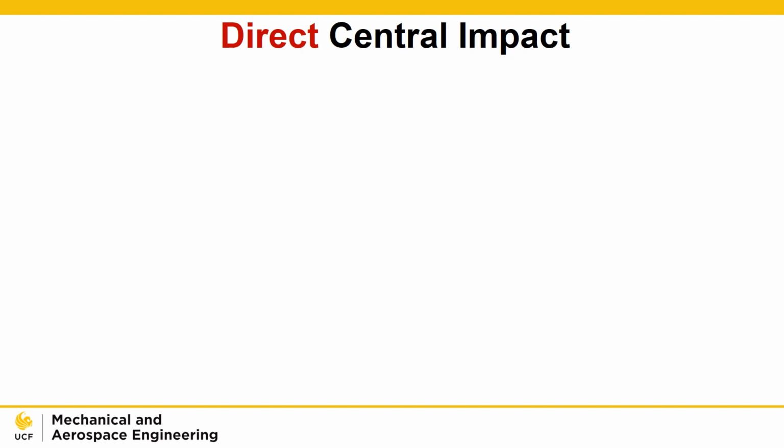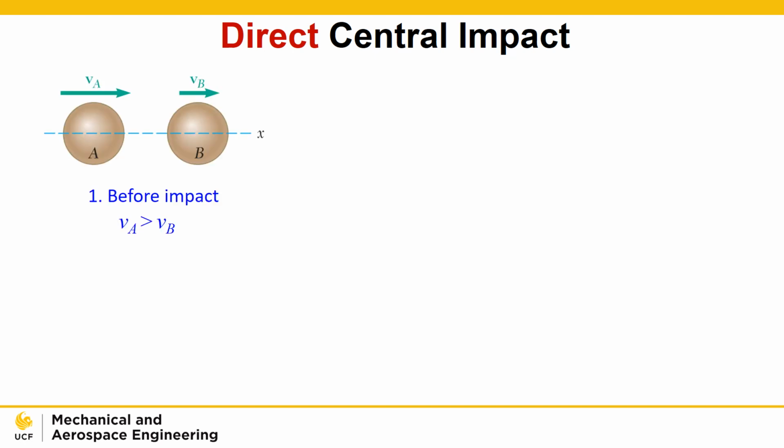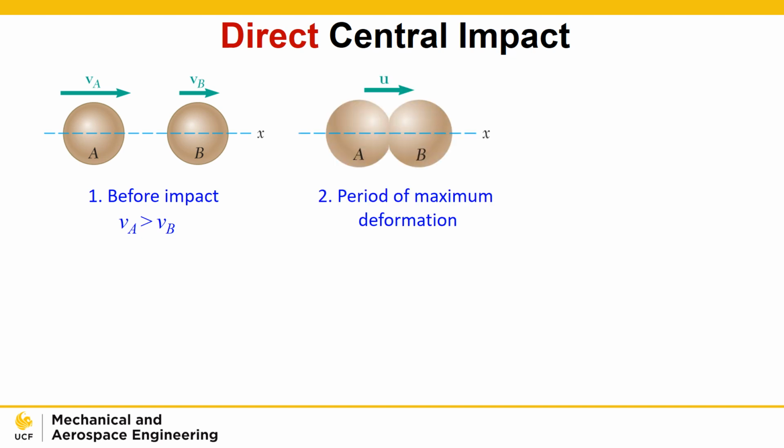Now let us look at direct central impact. Every impact has three stages. The first stage is before the impact. Consider two particles A and B with mass MA and MB that are moving in the same straight line and to the right with known velocities VA and VB. If the velocity of particle A, VA, is larger than the velocity of particle B, VB, then particle A will eventually strike particle B.